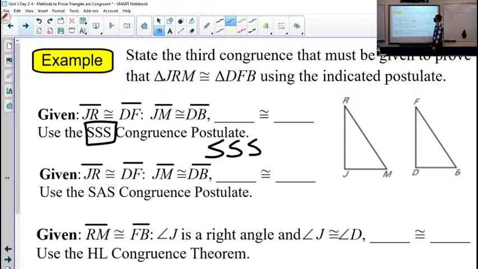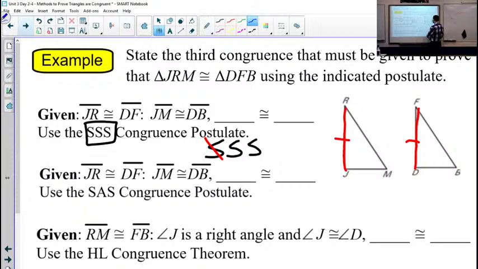So first off, I am told J to R and D to F. So I have J to R and D to F. Oh, that's my first side. So remember, I need three pairs of sides in total. So I'm telling you two, which one's the third?